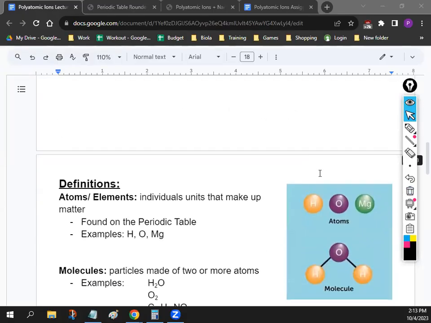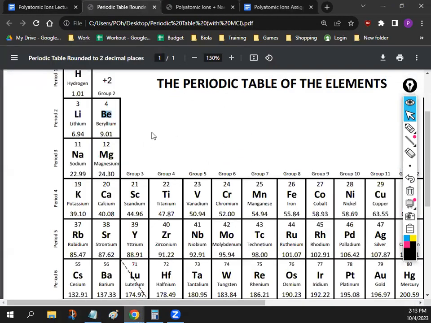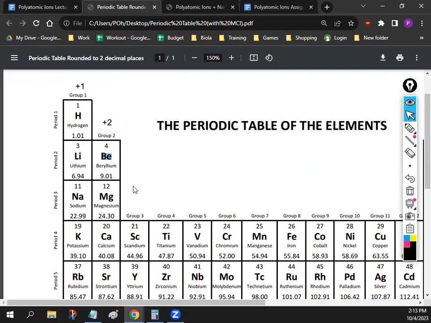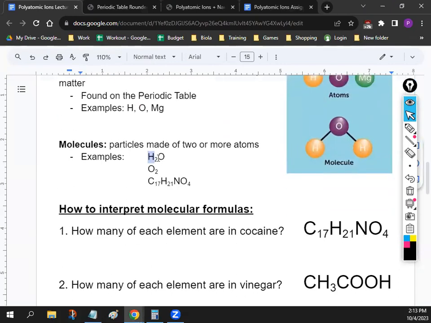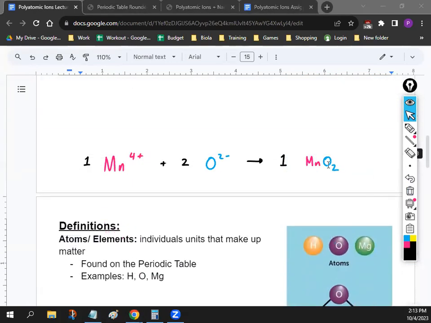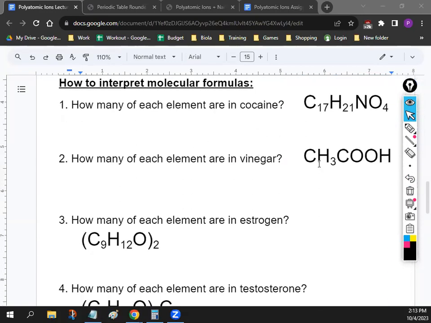Just to review what we've been talking about, we've talked about elements since the beginning of the school year. Elements are the stuff that we find on the periodic table right here, right? And molecules are when we put those elements together and make up bigger compounds. Like H2O, the thing we did in the warm-up, this would be a molecule, MnO2, things like that. Today we're just going to review how to read these chemical equations to count the elements inside of them.